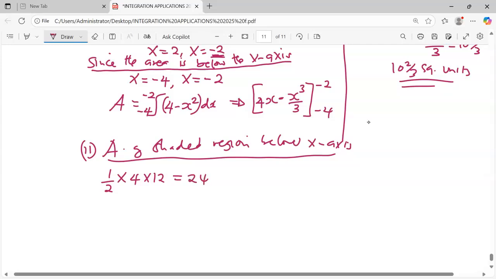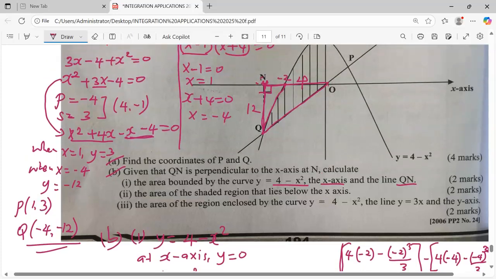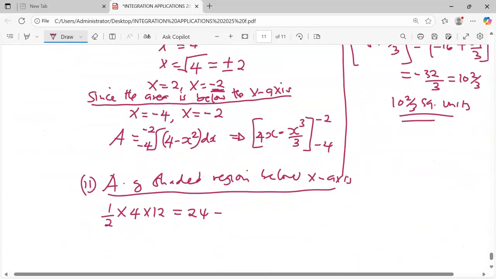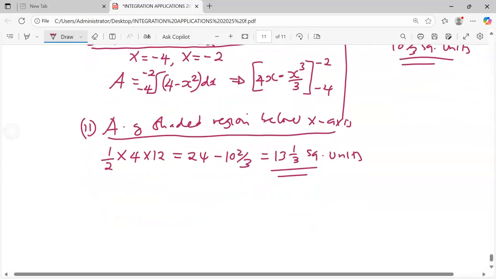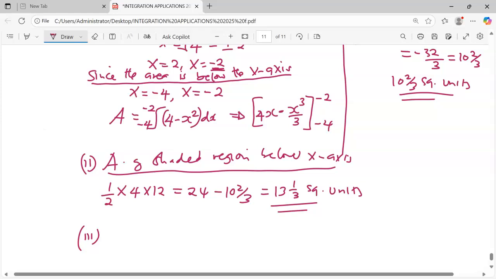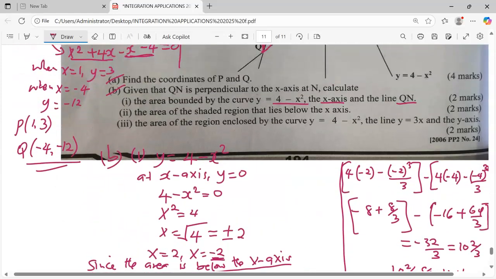Then we are going to minus the area of the unshaded region, and the area of the unshaded region is what we have gotten as 10 and 2/3, and this one is going to give us exactly 13 and 1/3 square units. Once we have gotten that, we can now proceed to Roman 3 and get the answer to that. In Roman 3, we are supposed to find the area of the region enclosed by the curve, that is y equals 4 minus x squared, and the line y equals 3x.